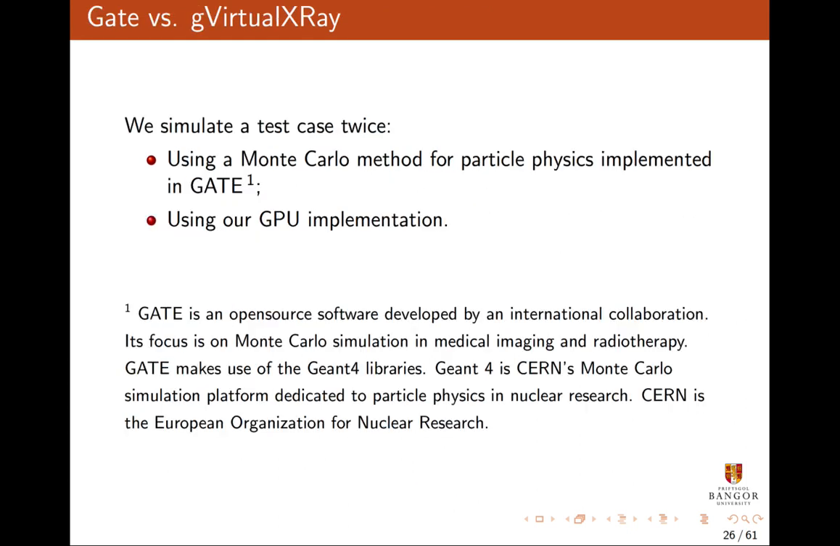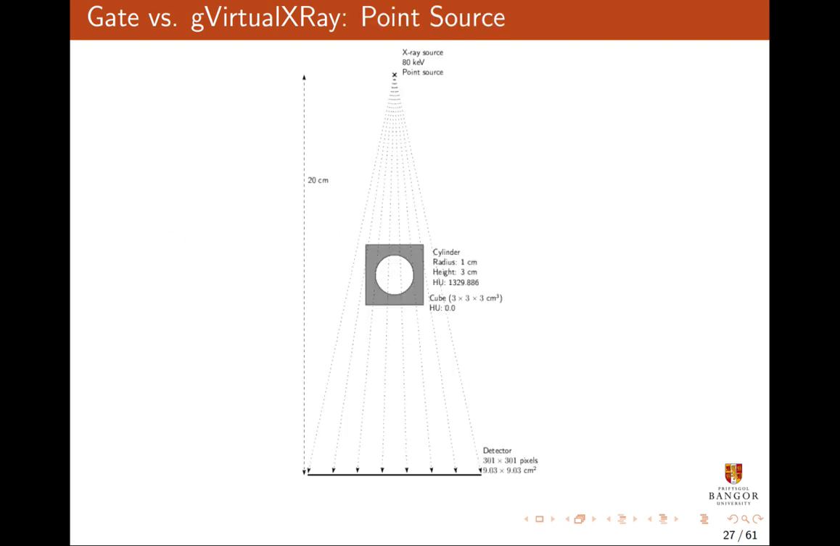So now we're going to simulate images using our library and the library from CERN, Geant4, via the GATE framework. GATE is very well known in radiotherapy, and that makes using Geant4 a lot easier. We do those two simulations, and then we compare the two images to see if they're the same. This is the same object, this is our detector, and here's the source.